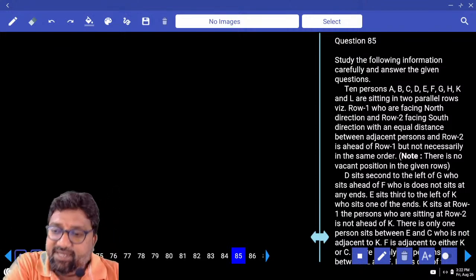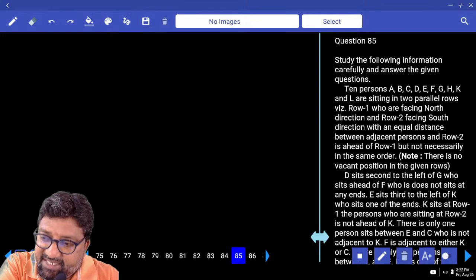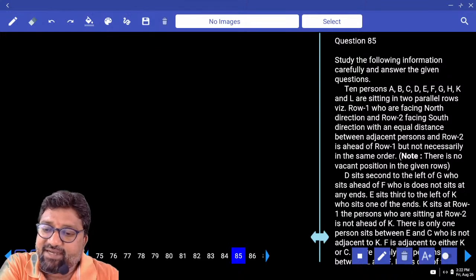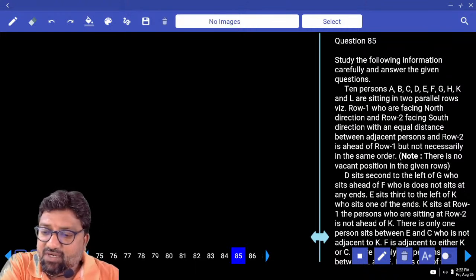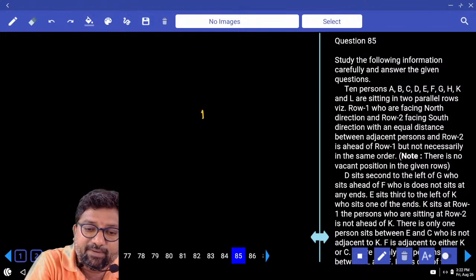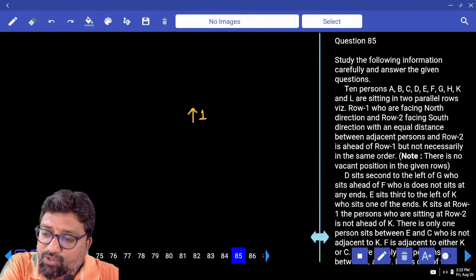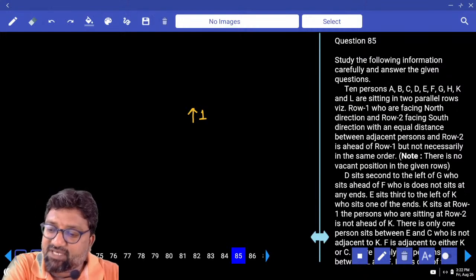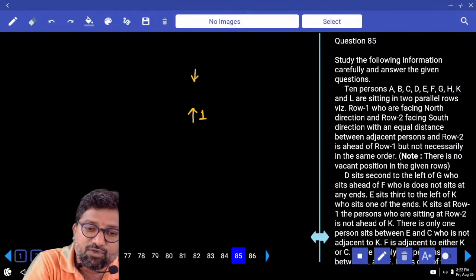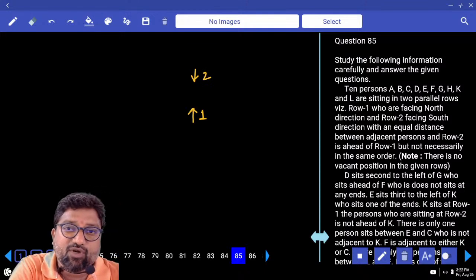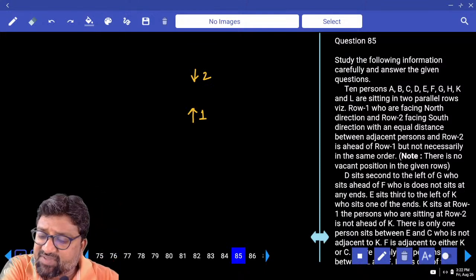10 people A, B, C, D, E, F, G, K and L are sitting in 2 parallel rows. Row 1 is facing north. Row 2 is facing south. Total number of people 10. What else?